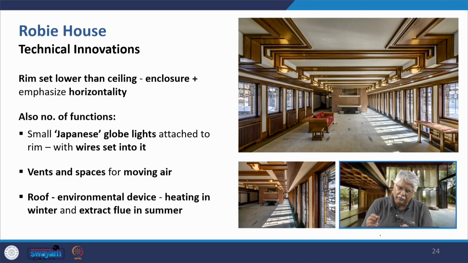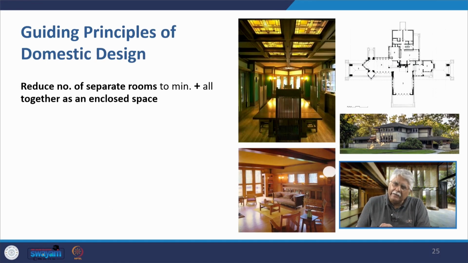The rim like this roof that you see here, not only does it emphasize the horizontality, but there are these globe lights provided within them with wires set into the ceiling. There are vents and spaces in the ceiling for movement of air. The roof becomes an environmental device for heating in winter and as an extract flue for hot air in summer. So these are the early stages of bringing in technological innovations within house design.